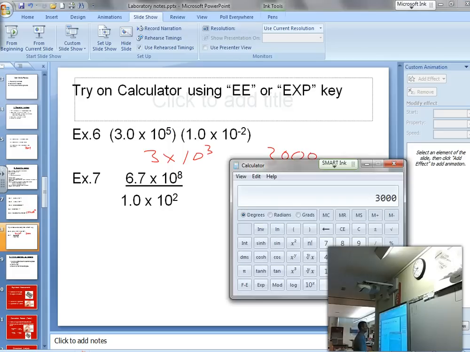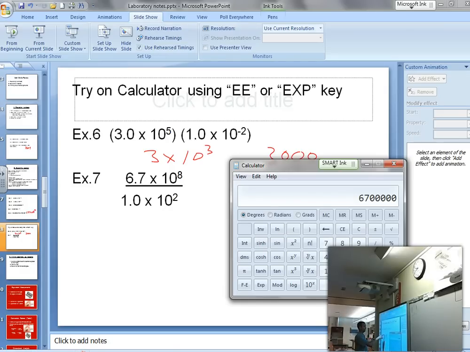Okay, just one more real quick. Let's do the next one. So 6.7 times 10, so we're going to, again, use that exponent key, get practice finding and using that, times 10 to the 8th, divided by 1 times 10 to the second would equal that number right there. So what is that? 6,700,000.